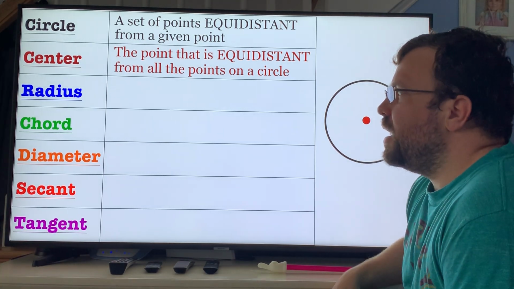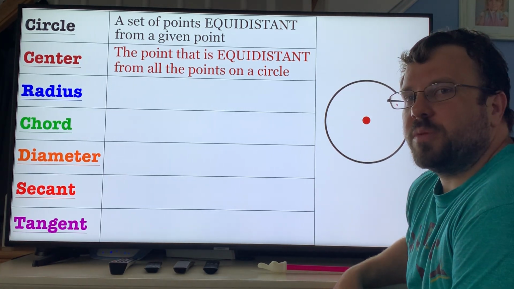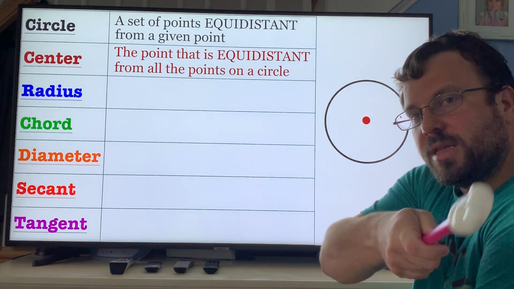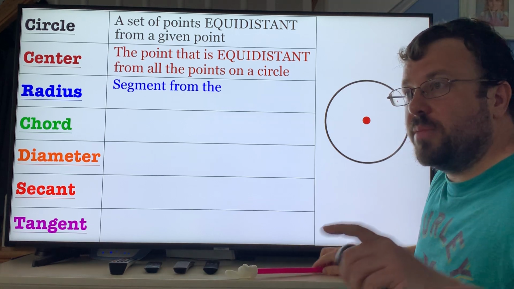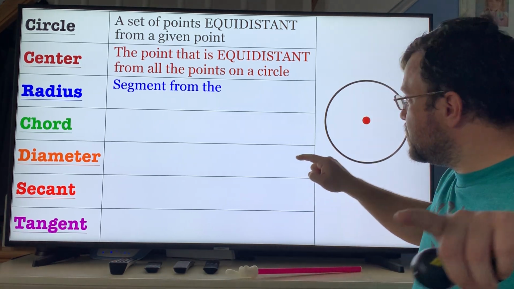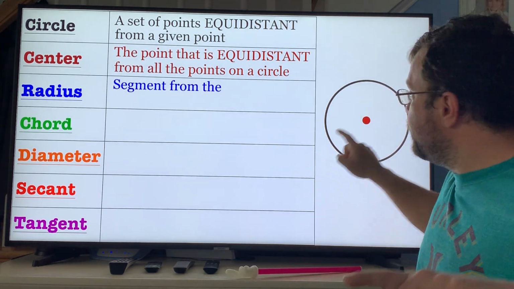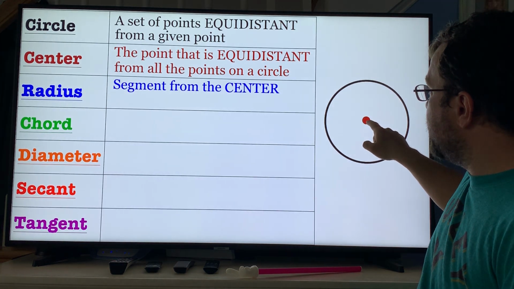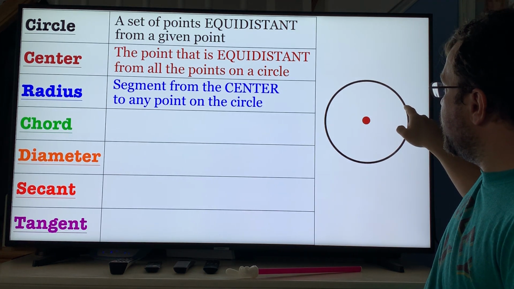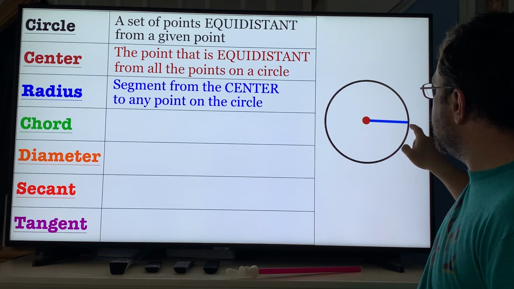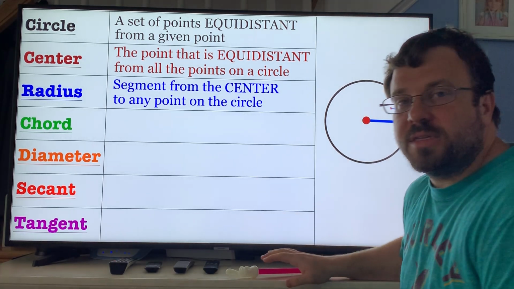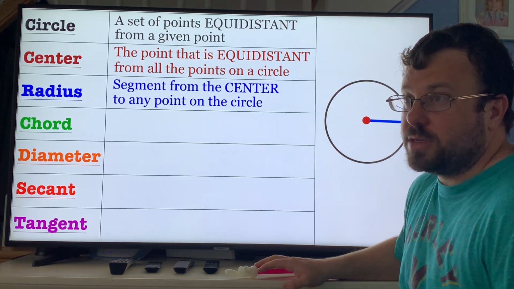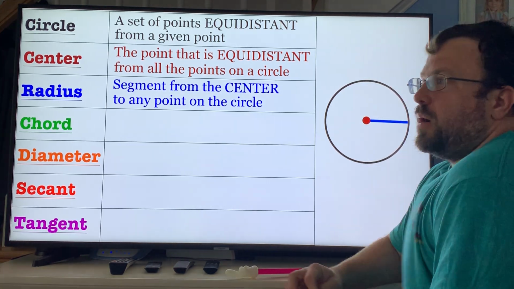Next, what is the radius? You guys remember what the radius is? We went over it last lesson. You should have said it's a segment, meaning it has two endpoints. Where do you think it comes from? The center, and it goes to any other point on a circle. So for instance, this is a radius, and this, and this, and all the radii in a circle have the same length.